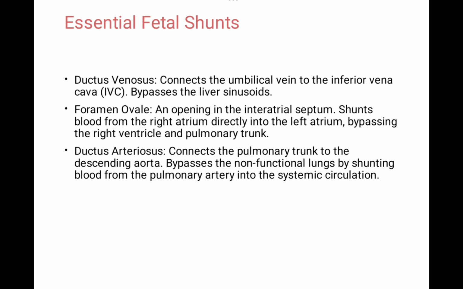So what are the essential fetal shunts? The shunts are the ductus venosus, foramen ovale, and ductus arteriosus. The ductus venosus connects the umbilical vein to the inferior vena cava. Please don't forget any of these facts, they are all important. The ductus venosus connects the umbilical vein to the inferior vena cava, so it bypasses the liver sinusoid, unlike in adult circulation, where blood has to go through the liver. In the fetus, the ductus venosus helps to bypass the liver sinusoid.